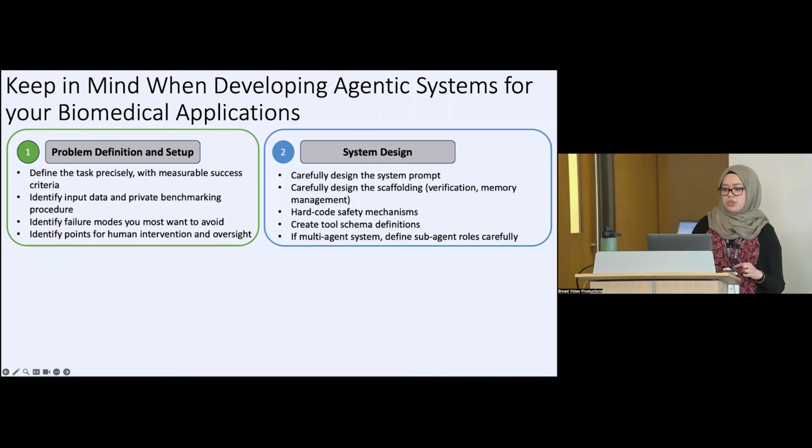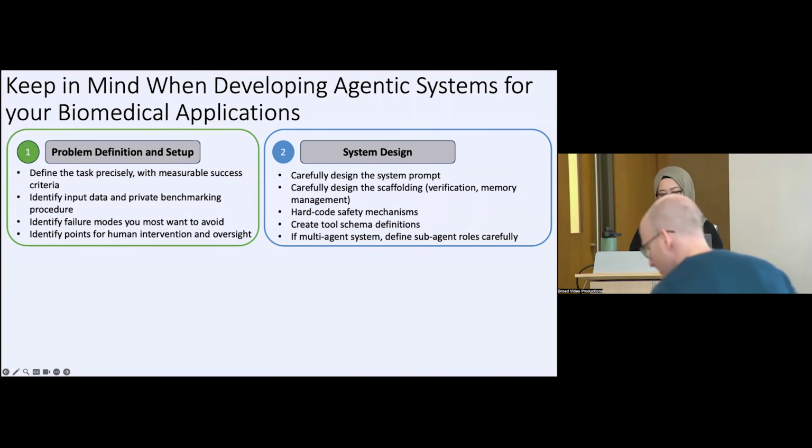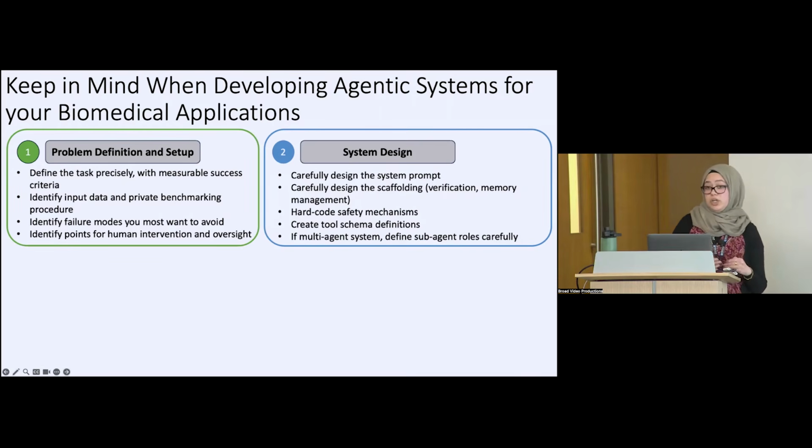It's also important to design the scaffolding very carefully. As I mentioned, this is essentially what manages the entire loop. And here is where you can enforce particular types of reasoning or verification, as well as manage the agent memory. And you can also include hard-coded safety mechanisms at this point, including checkpoints for human oversight or approval gates, and can also include write restrictions for files and databases and backing up files prior to running the system.